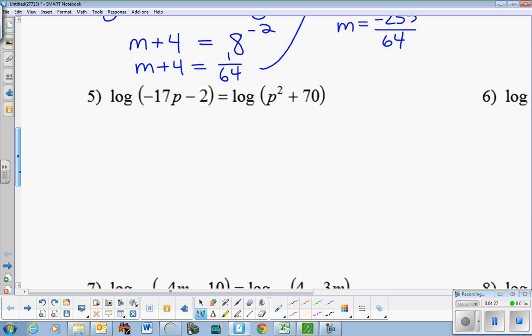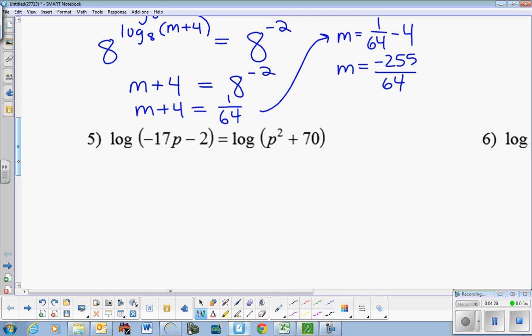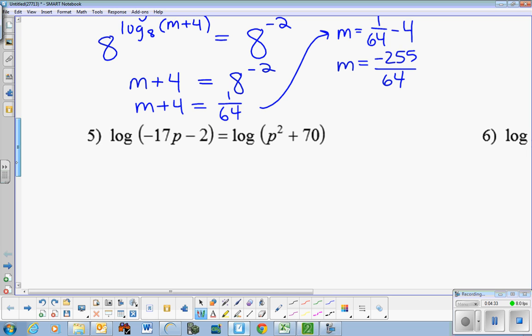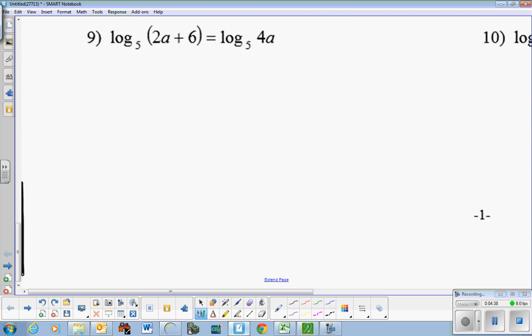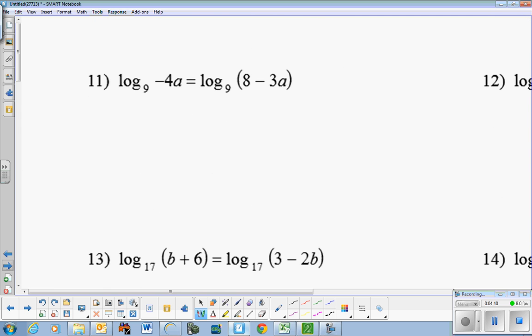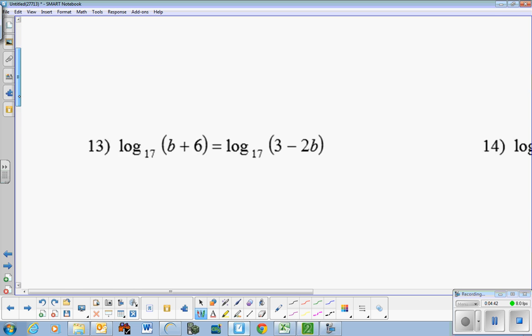There's a few more examples. We have log on both sides there. The purpose on 5 is you just ignore the logs and you end up with a quadratic equation. That's not really the purpose right now. Similar with 7 and 9. Let's try to get to more that we need to solve.